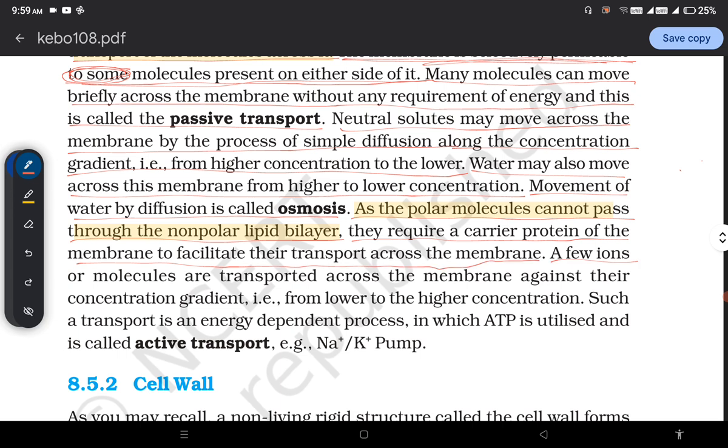A few ions or molecules are transported across the membrane against their concentration gradient, from lower concentration to higher concentration. Such a transport is an energy dependent process in which ATP is utilized, and it is called active transport. Example: sodium potassium pump.